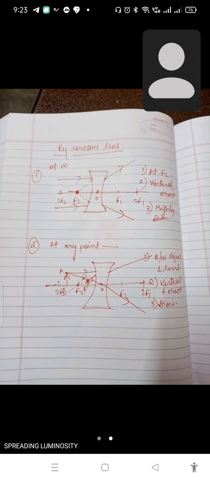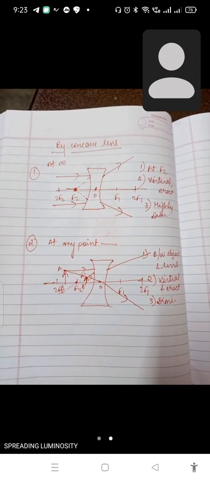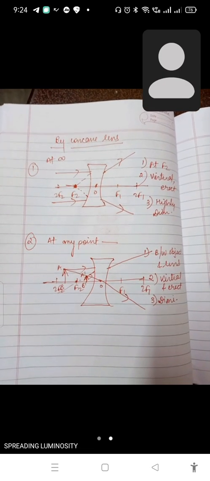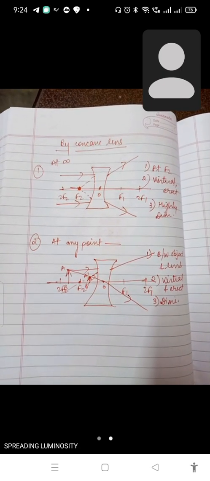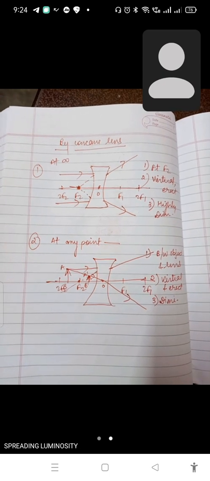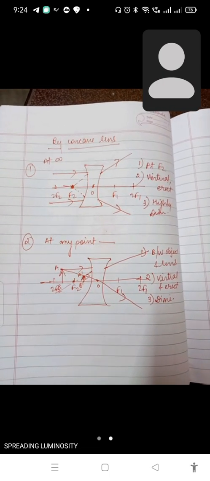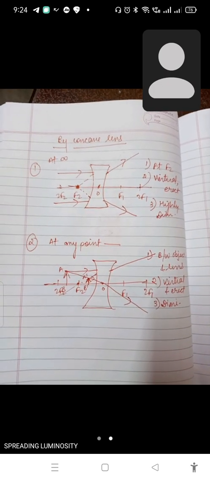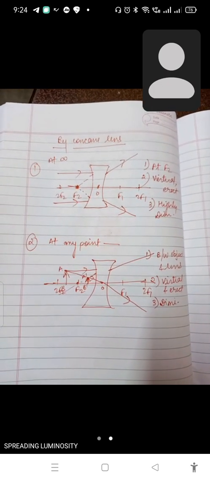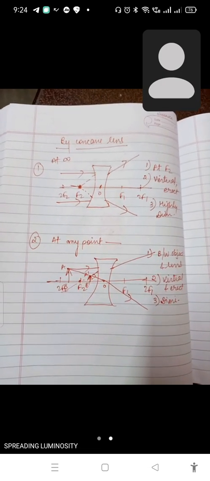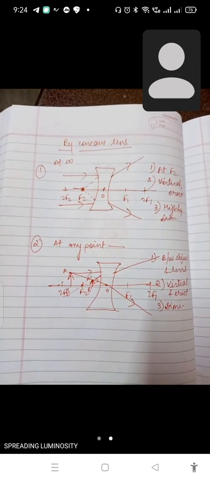When the object moves from a large distance toward the lens, the image shifts from the focus toward the optical center of the lens and its size gradually increases. But it always remains smaller than the object. In which condition? In case of concave. And in convex, it moves away from the lens and the size gradually increases. It can be more than the size of the object.